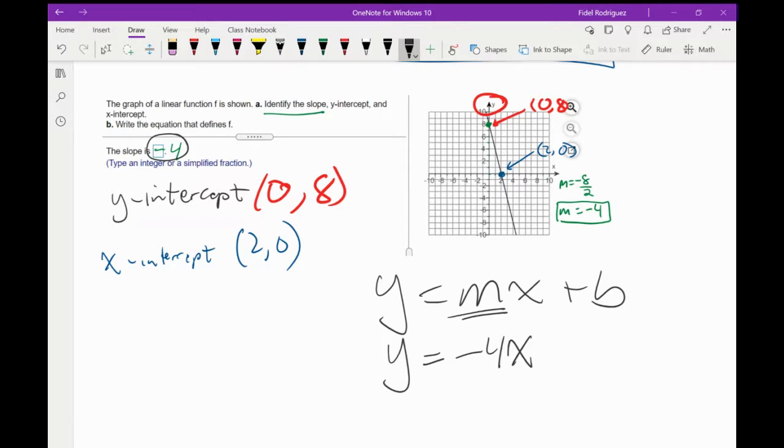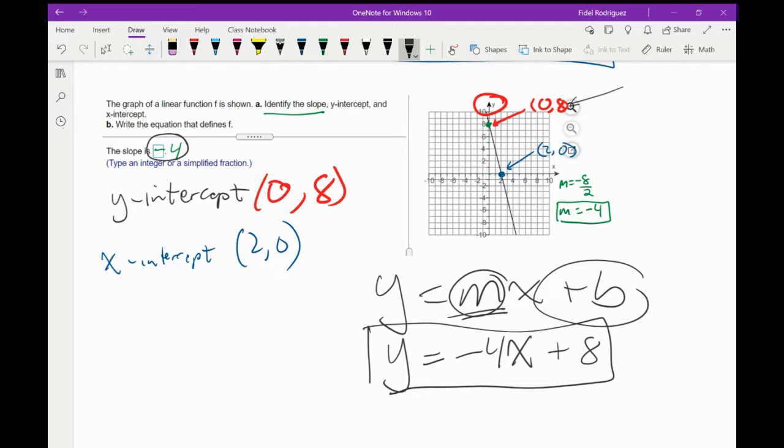Then there's an x that goes right next to it. All I'm doing is filling in this value. And then the b is the y value of my y-intercept. In this case, the y value happens to be the number 8. So I'm going to go plus 8. Okay. So here's my equation. Y equals -4x plus 8.